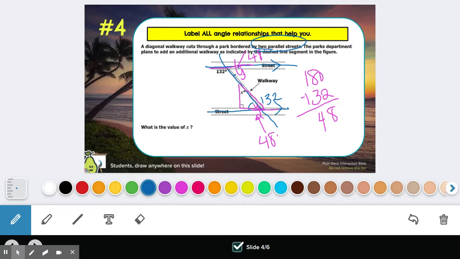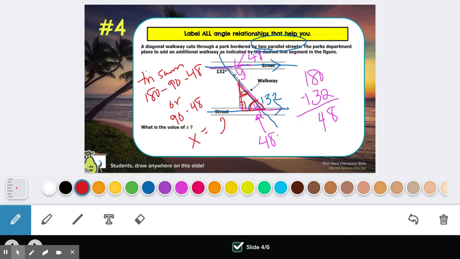Now let me get a different color. Now I've got this triangle with a corner that's 48 and a corner that's right. So now I can use triangle sum: 180 minus 90 minus 48. Or because I know this is a right triangle, my two acute angles should add up to 90 degrees. So I just do 90 minus 48. Either way, we should get X equals 90 minus 48, which is 42 degrees.